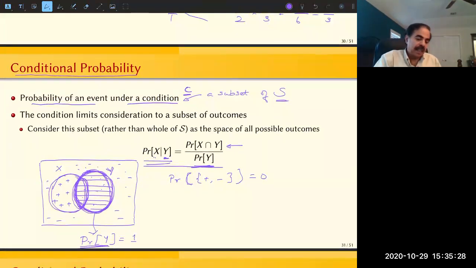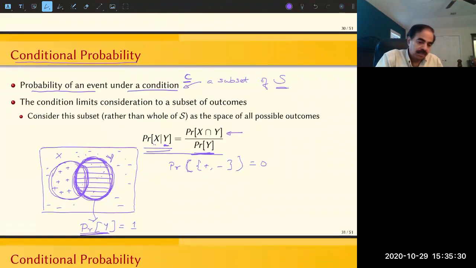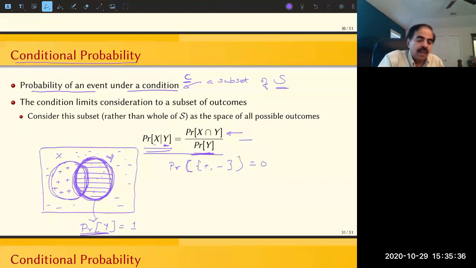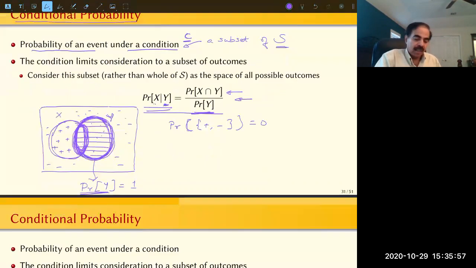So that's how we arrive at this formula, which basically says, look at the intersection, because we know that Y is already true. So once you know that Y is already true, what is the likelihood that A is true? You obtain that by basically taking this common area and dividing it by the whole of Y. Okay.